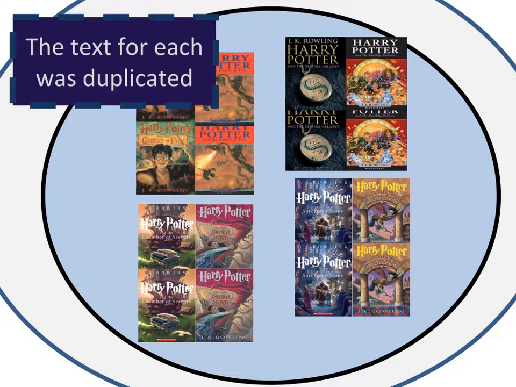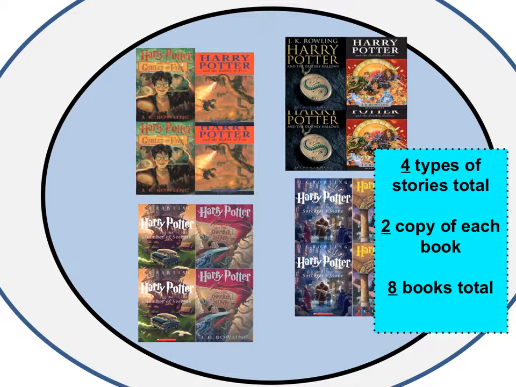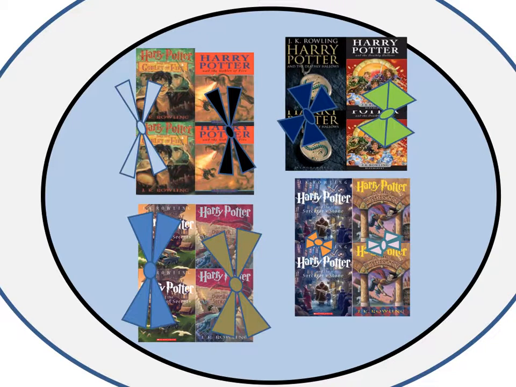What you had here was a number of chromosomes with 1 copy of each book. That was almost like 1 chromatid. And now each has 2 chromatids, 2 copies. 4 types of stories, 2 copies of each book, 8 books total. And so if it would be easier, let's bring up the chromosomes. So that's kind of what we're looking at here, right?